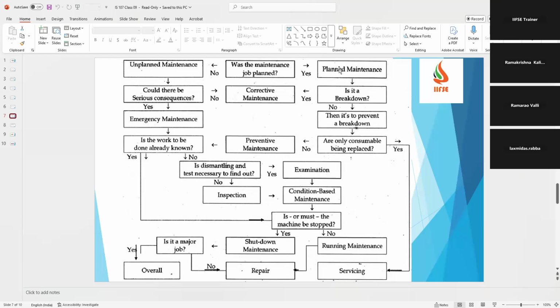Another one is planned maintenance, which is nothing but PM. Is it a breakdown? If yes, then you do corrective maintenance. If no, then it is to prevent a breakdown. When it is to prevent a breakdown, it is a general checkup. If it is a breakdown, you do a maintenance job.